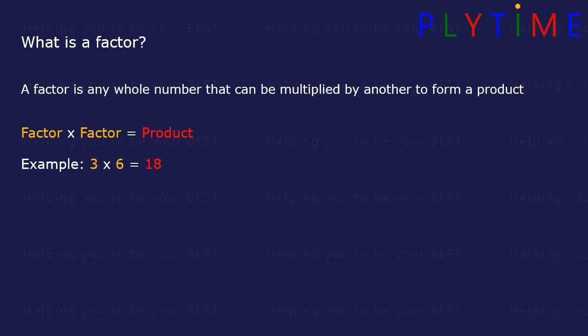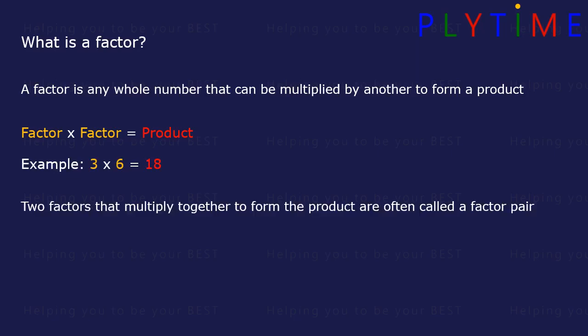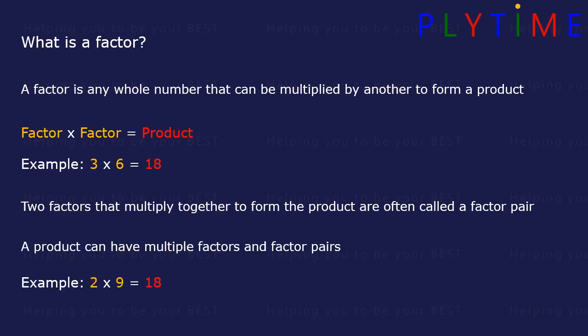For example, 3 times 6 equals 18. Two factors that multiply together to form the product are often called a factor pair. So 3 and 6 will be a factor pair of 18. And a product can have multiple factors and factor pairs. So 2 times 9 is also a factor pair, and so is 1 times 18. 1 is a factor of all whole numbers.